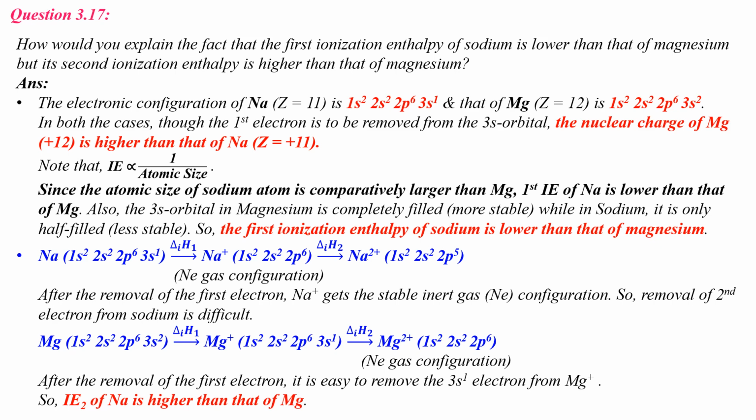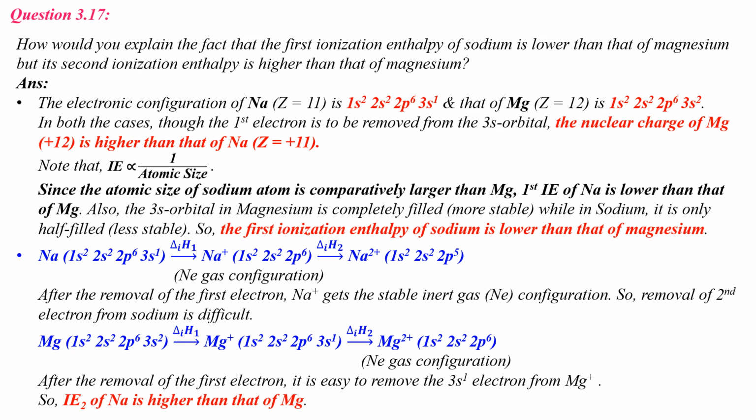Let us do an exercise problem 3.17. How would you explain the fact that the first ionization enthalpy of sodium is lower than that of magnesium, but its second ionization enthalpy is higher than that of magnesium? Let's account for the same. What do you mean by first ionization enthalpy? It corresponds to the removal of first electron from sodium and magnesium. What do you mean by second ionization enthalpy? It corresponds to the removal of second electron.